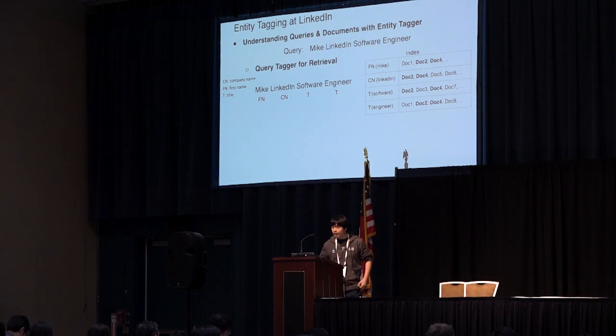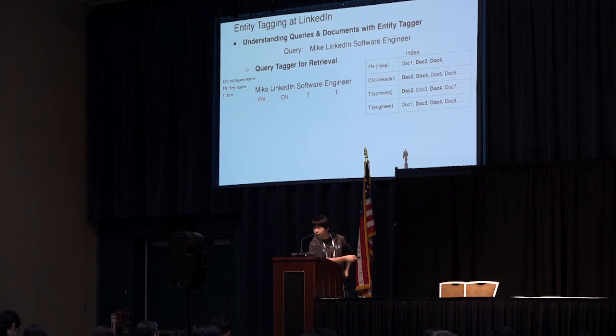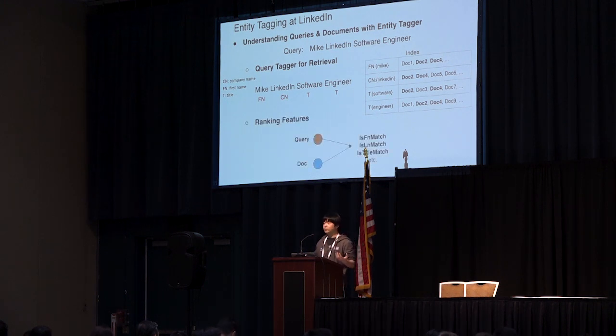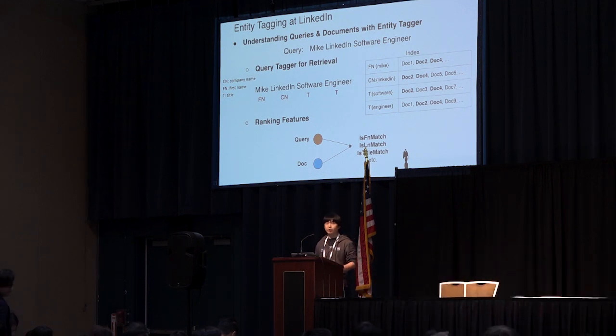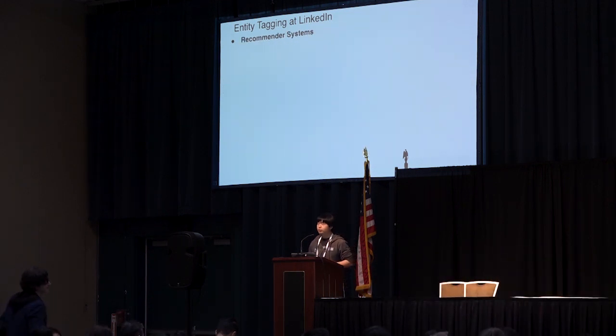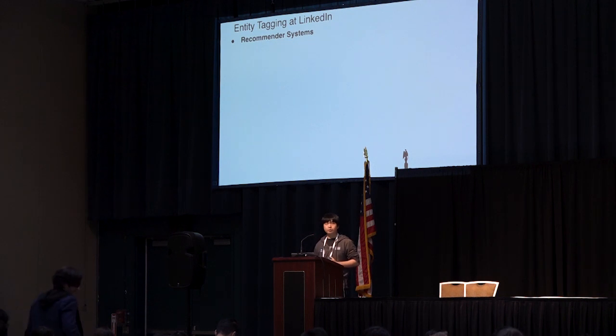Right. Now with this entity information, we can start to do retrieval. With this query, you will see document 2 and document 4 will be retrieved. This is how it helps retrieval. It will also help ranking, because with the entity information, you can easily generate features between query and doc, like is first name match or is title match. This is an example about search. Let me also show you another example about recommender systems.